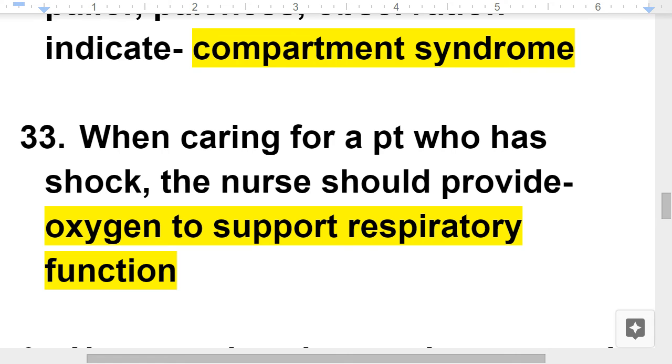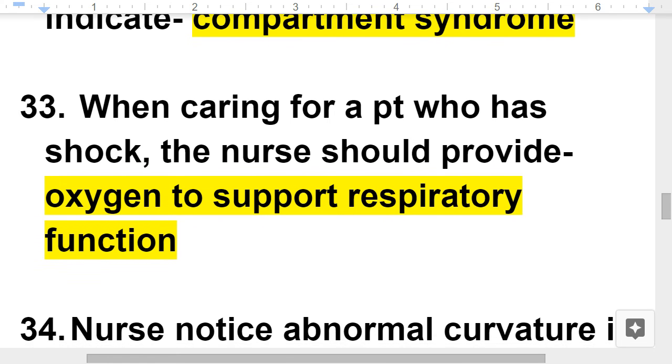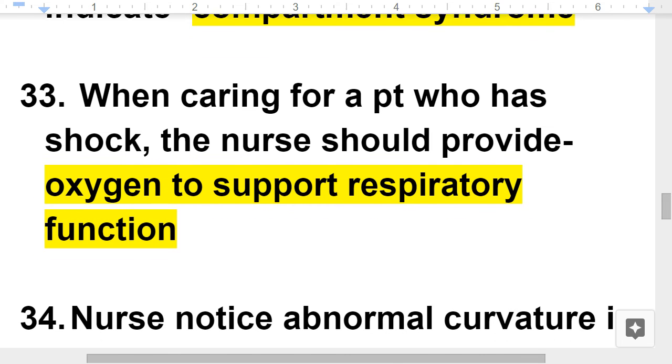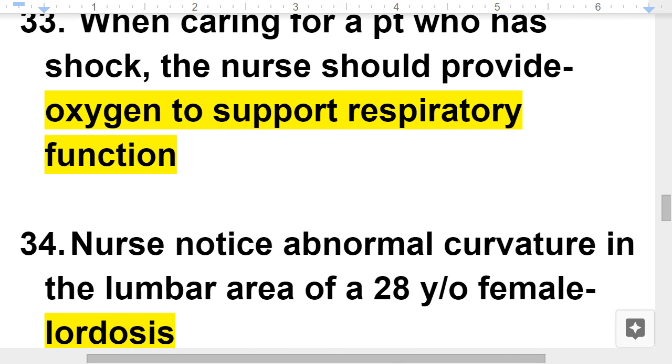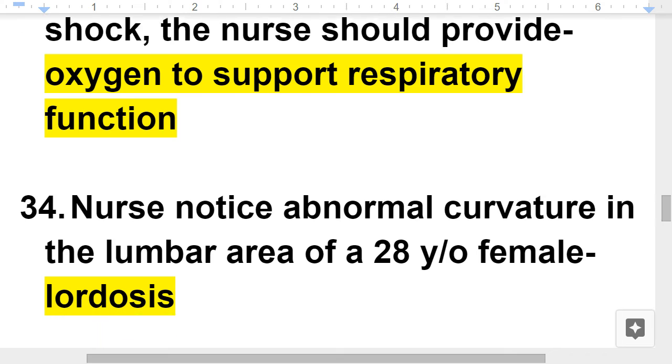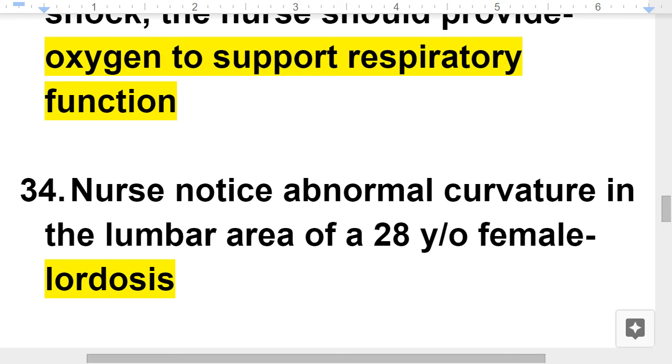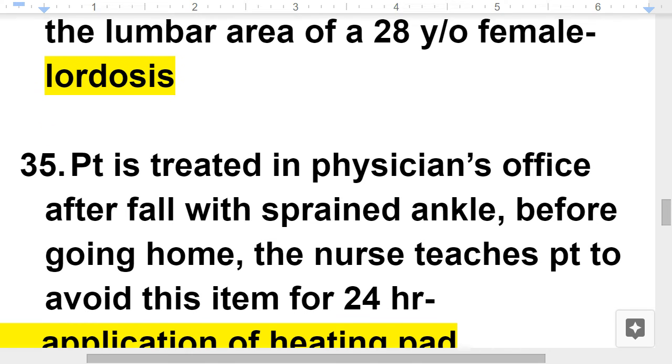When caring for a patient who has shock, the nurse should provide oxygen to support respiratory function. Nurse noticed abnormal curvature in the lumbar area of a 28-year-old female. Lumbar lordosis. The answer is lordosis.